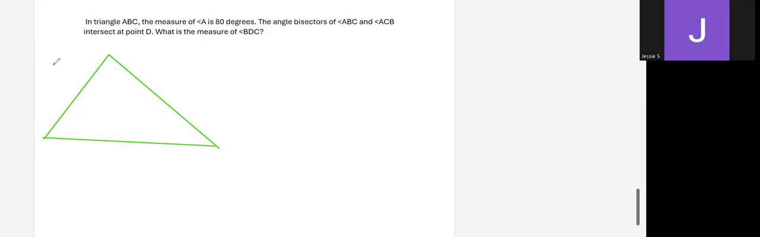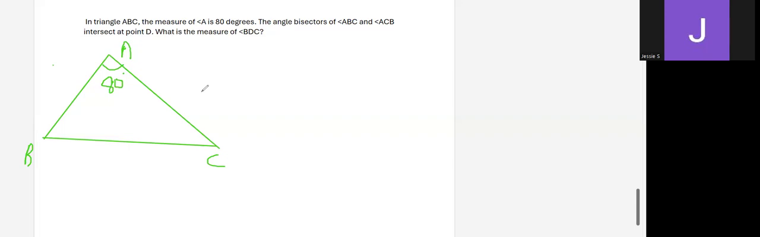Then I name the triangle as ABC. That's A, this is B, and this is C. So we're given that angle A is 80 degrees. That's given to us, right?